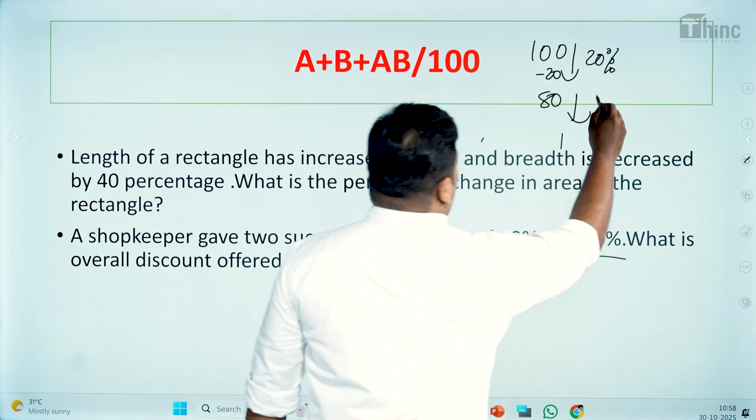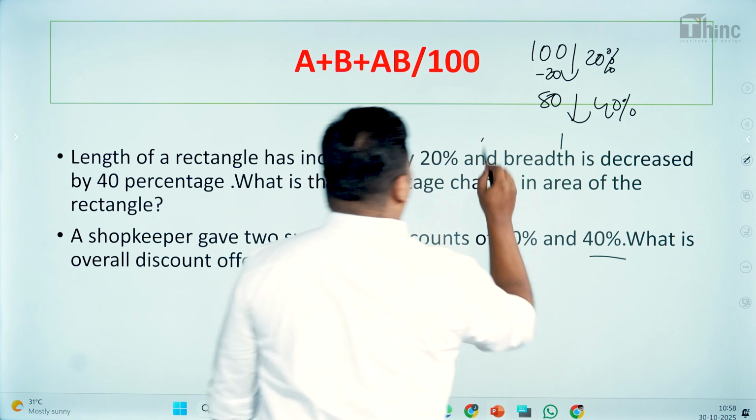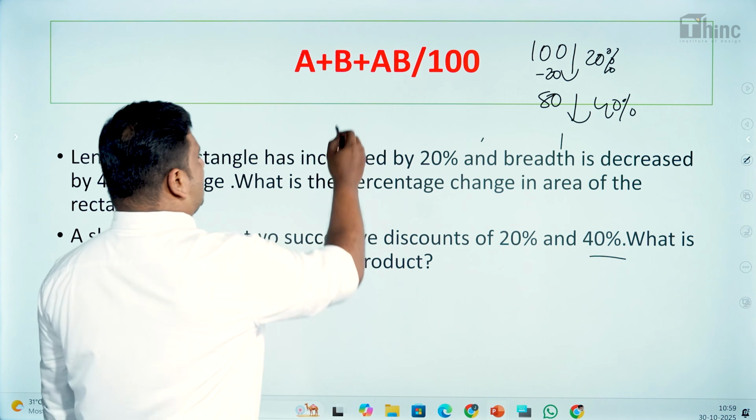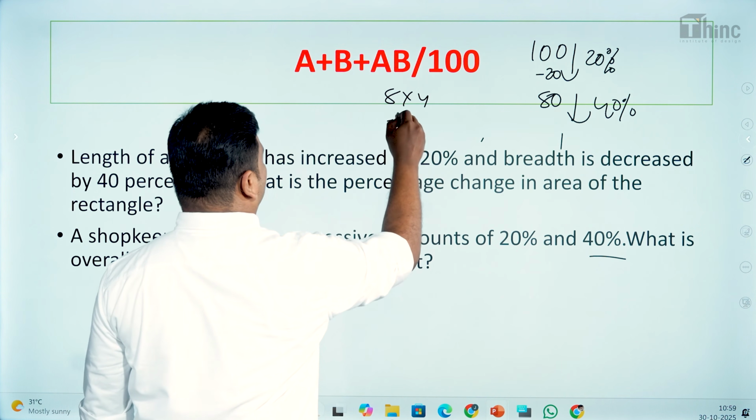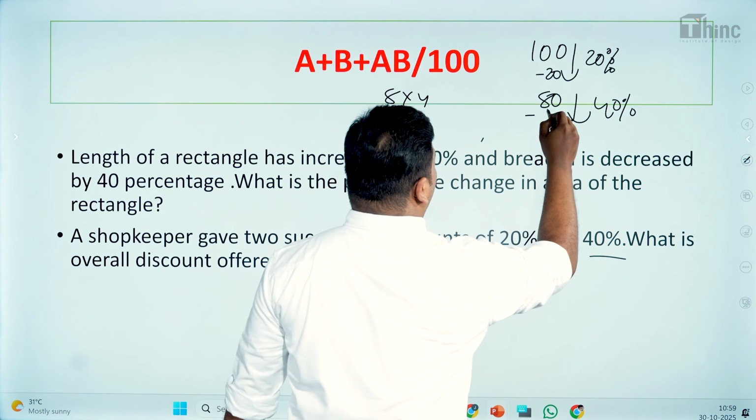Now 80 is again reduced by 40% because there are two successive discounts of 20 and 40. So what is 40% of 80? We know that 10% of 80 is 8. Just put a point to the left. So 40% will be 8 into 4, which is 32. So now this is reduced by 32.